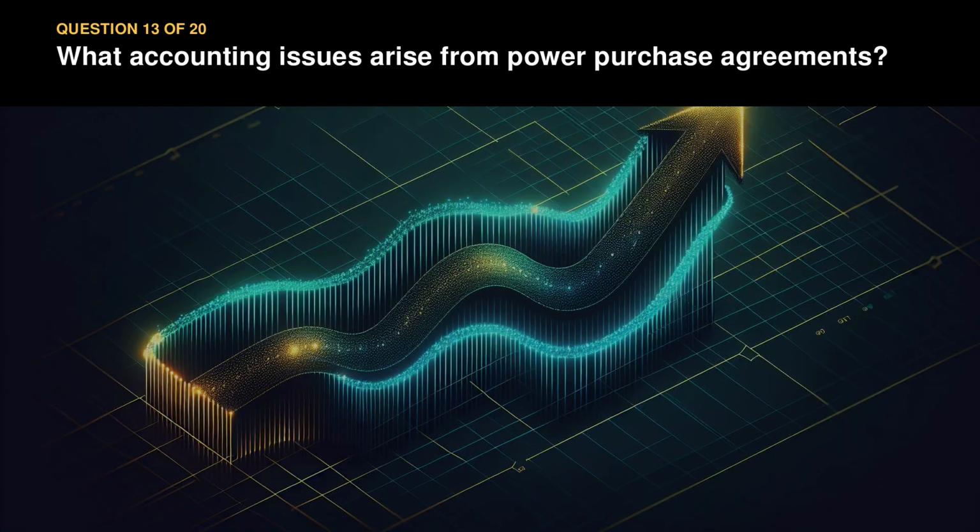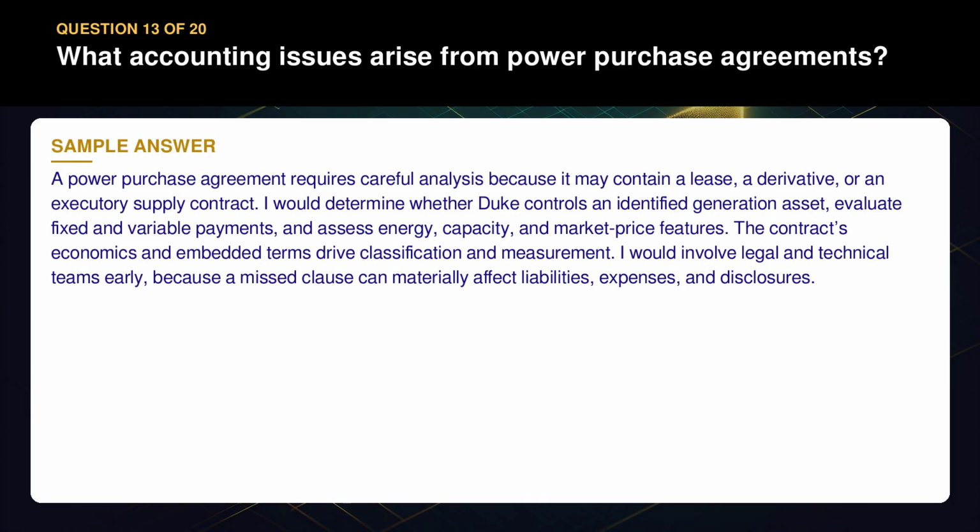Question 13. What accounting issues arise from power purchase agreements? A power purchase agreement requires careful analysis because it may contain a lease, a derivative, or an executory supply contract. I would determine whether Duke controls an identified generation asset, evaluate fixed and variable payments, and assess energy, capacity, and market price features. The contract's economics and embedded terms drive classification and measurement. I would involve legal and technical teams early, because a missed clause can materially affect liabilities, expenses, and disclosures.